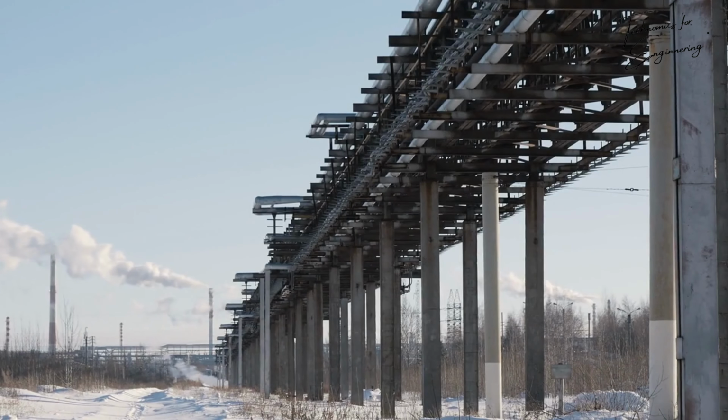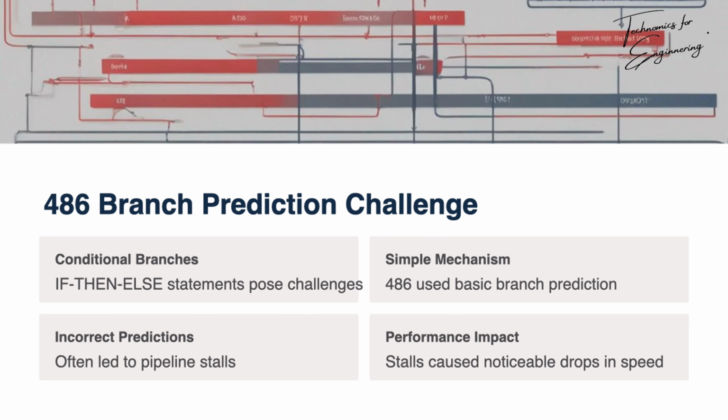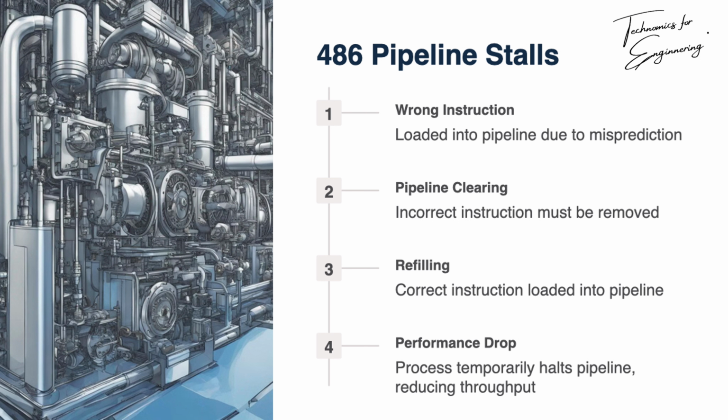However, there was a significant challenge: branch prediction. When the program encountered a conditional branch, like an if-then-else statement, the pipeline had to predict which instruction to execute next. The 486's simple branch prediction mechanism often made incorrect predictions, leading to pipeline stalls. A pipeline stall occurs when the wrong instruction is loaded into the pipeline, requiring it to be cleared and refilled with the correct instruction. This process temporarily halts the pipeline, leading to a noticeable performance drop.